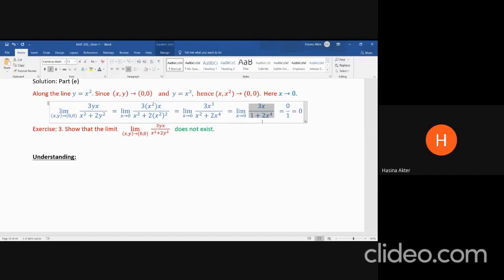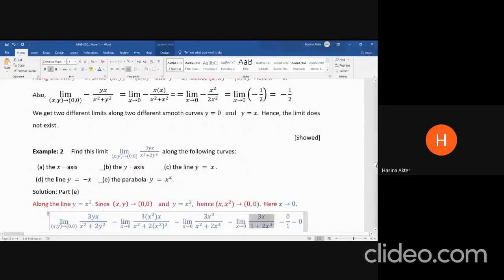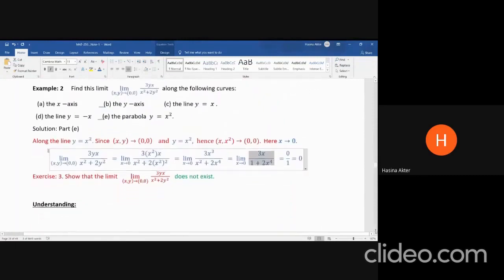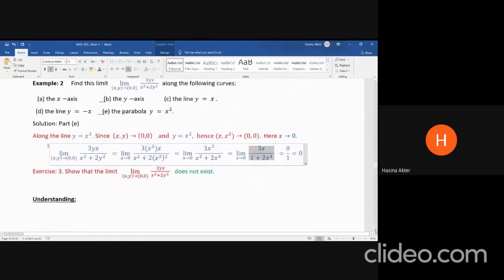So what I'm trying to show: along the x-axis, along the y-axis, and along the curve y equals x squared, we have the same limit. But that doesn't mean the limit exists.